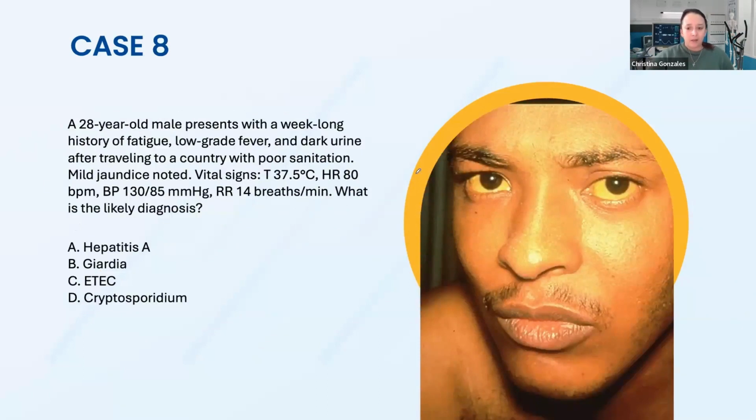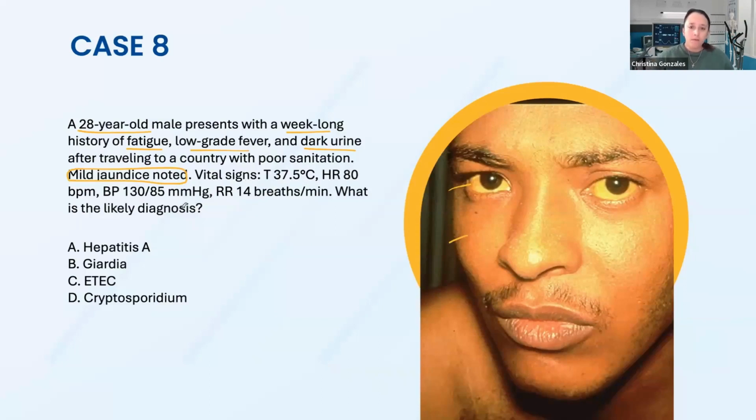All right, case 8. So I've been including these little images here. Some of them are relevant, others not so much. This one's pretty relevant because the image is not discolored. This is the patient's actual color. So that's going to be an important factor as we read through this. So we have a 28-year-old, week-long history, has this fatigue, kind of low-grade fever, dark-colored urine, and traveled to a country with poor sanitation. Could be anywhere, right? Mild jaundice, and also some icterus I can see on here. So the yellowing of the eyes, yellow color of the skin. Vital signs look okay. What is the most likely diagnosis?